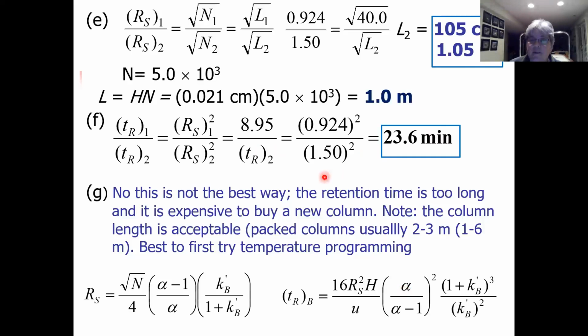Now, I also told you in class, usually when we make a longer column, that means the column is getting too long. For this particular problem, this 1.1 meter is not too long for a GC column. Remember, packed columns are usually 2 to 3 meters. So a better way, I did not ask you this, so note, this is extra information. It's best to try to change temperature before you go buy a new column to get a better resolution.